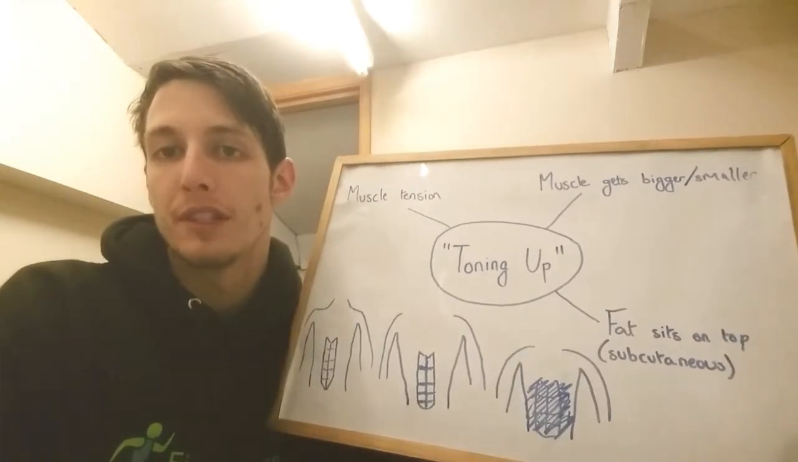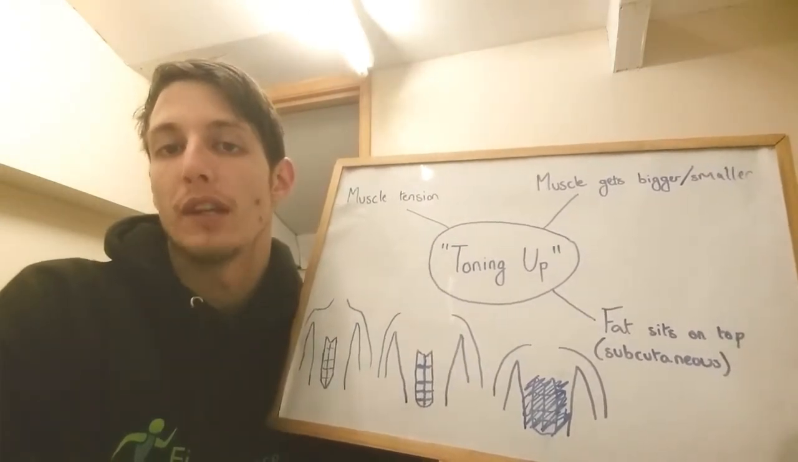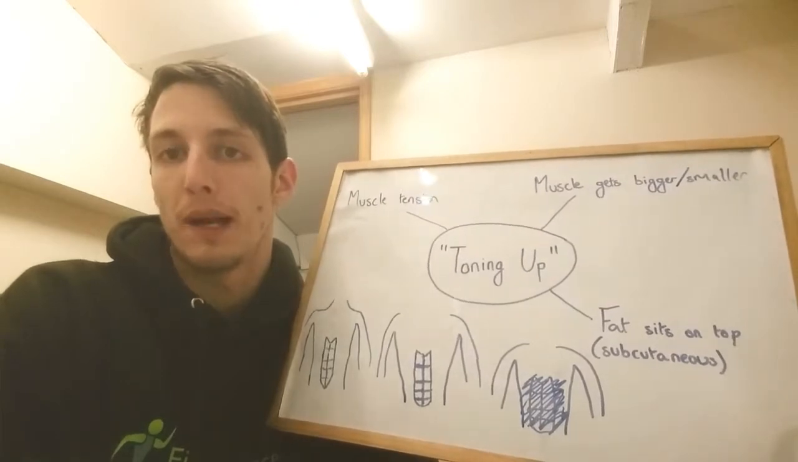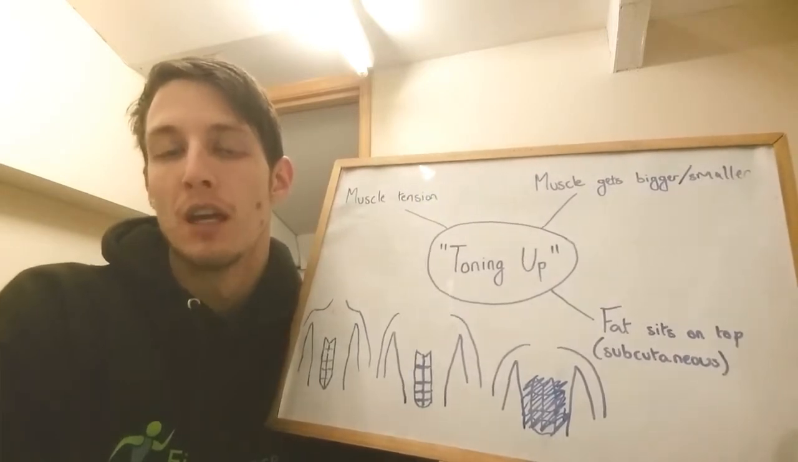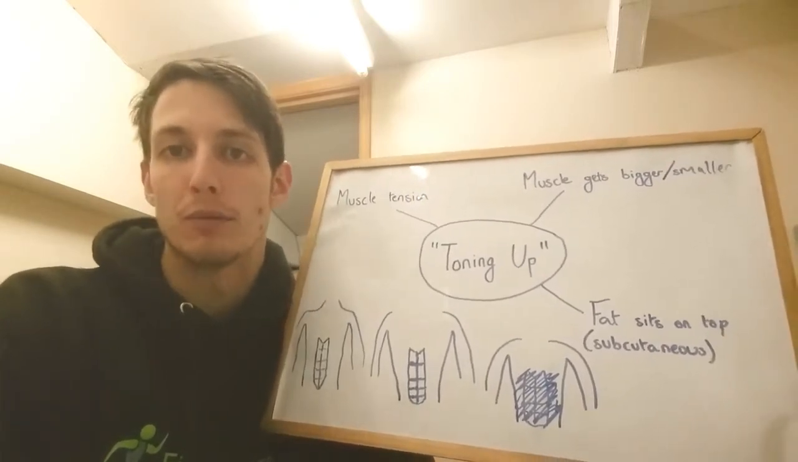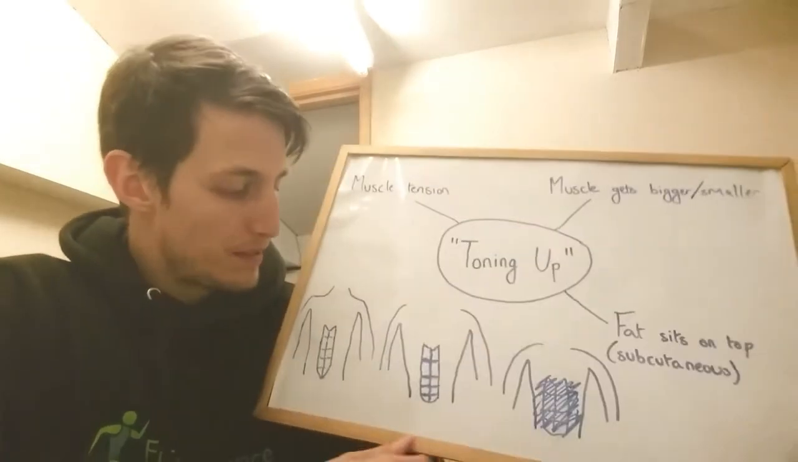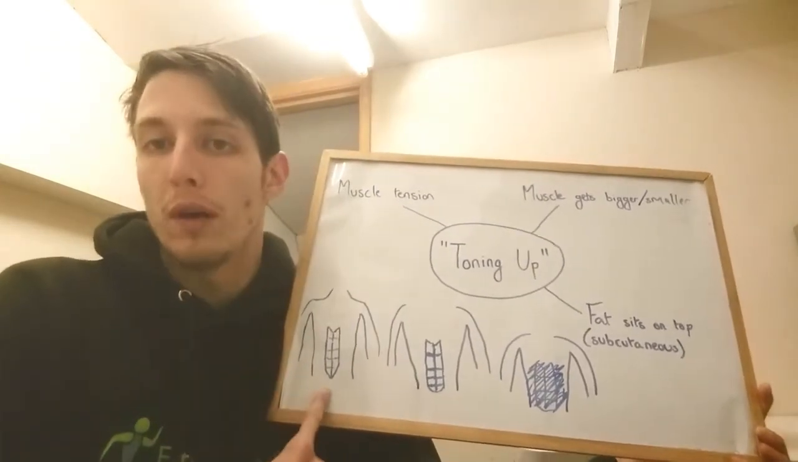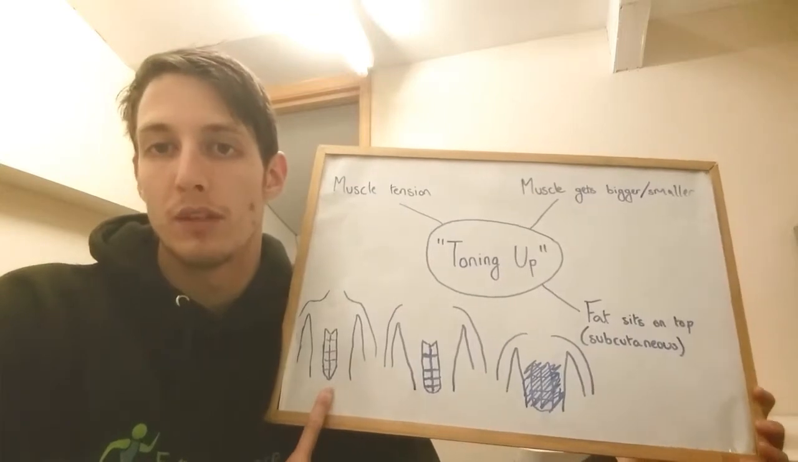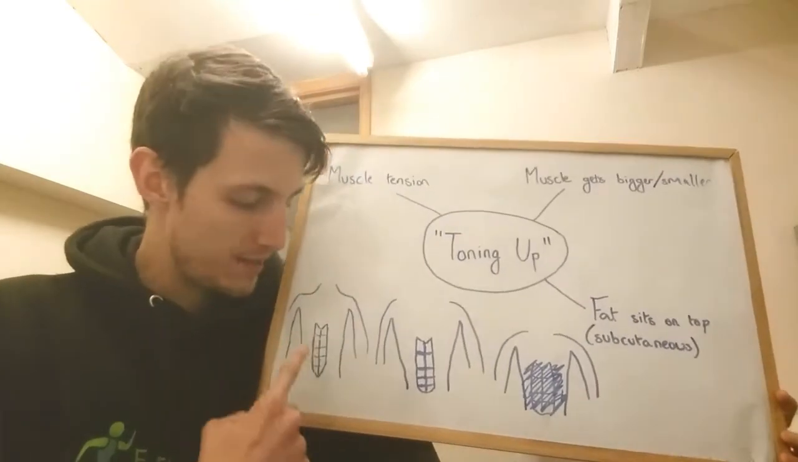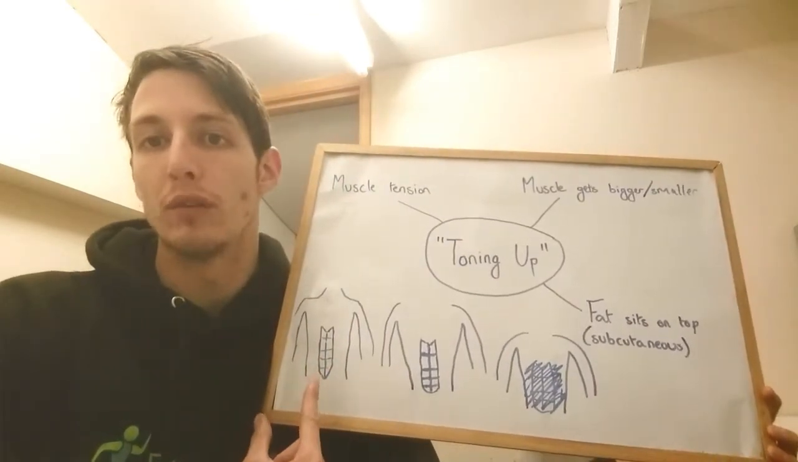So I've used the abs as an example, the area where people like to either have a flat stomach or have a six pack or whatever, but this could just as easily be the bum and the hips or the back of the arms or anything like that. Basically you've got your muscle, the main six pack muscle, your rectus abdominis, and that is there and has that shape regardless of what you've done to it, okay?